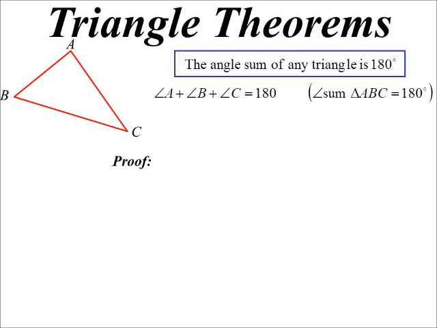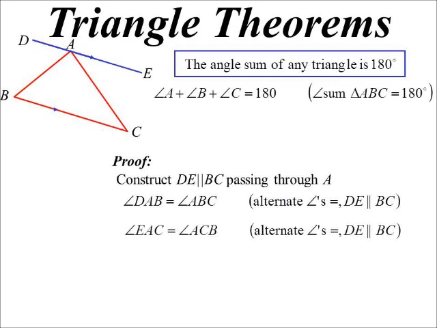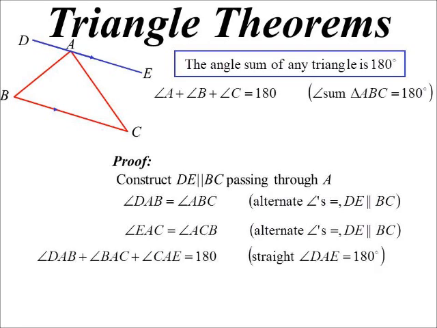In order to do this one, I'm going to construct a new line, DE parallel to BC, and it's going to go through A. From there, which I guess in a way is the same as cutting the angles off and placing them on a straight line, but instead of cutting them, I'm going to use alternate angles. So DAB would be the same as ABC, EAC would be the same as ACB. We know those three add up to 180 because they form the straight angle DAE. So if I substitute back in, I get that the three angles of the triangle add up to 180.